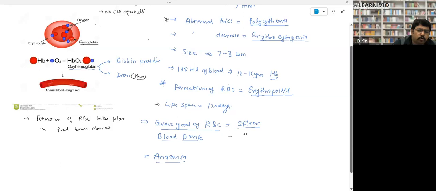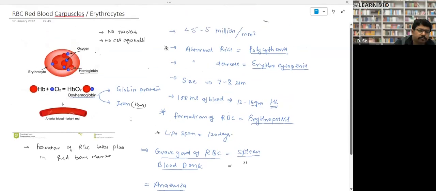Hemoglobin is made up of globin protein plus iron, that is called heme group, right? Formation of RBC takes place in the red bone marrow. Okay. So this was all about the RBC.